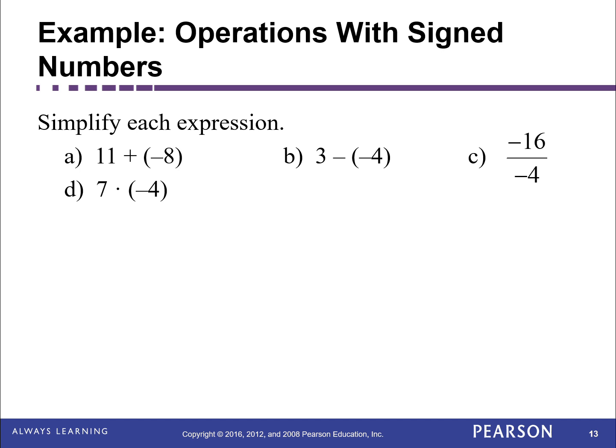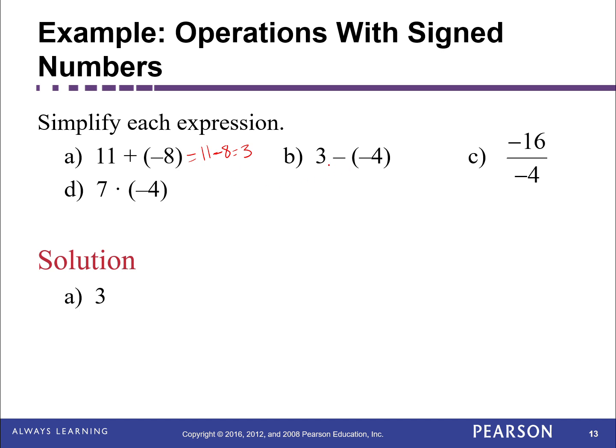So we want to simplify each expression. Let's start with A. Okay, now 11 plus negative 8. Okay, now this is essentially the same thing as 11 minus 8. If we subtract 8 from 11 here, we should get 3. Okay, you can use a calculator, you can count on your fingers, do what you got to do.